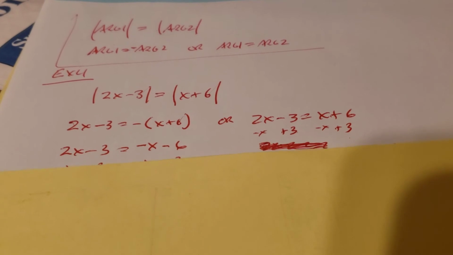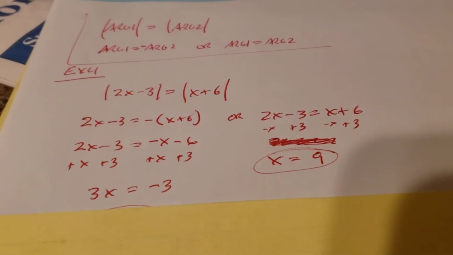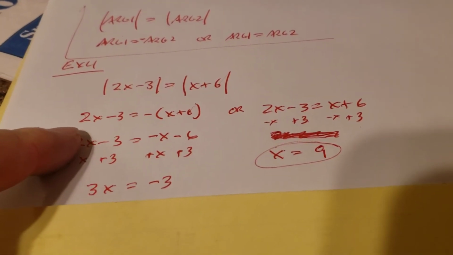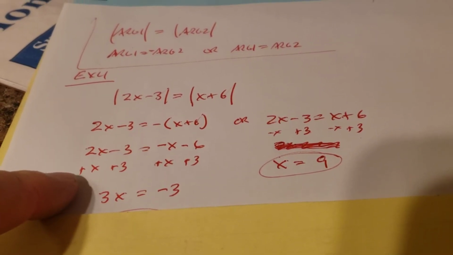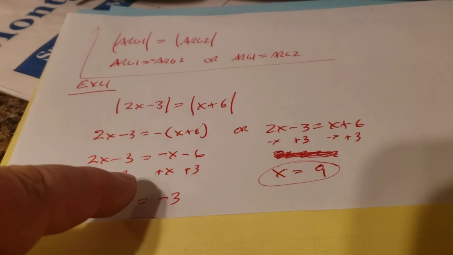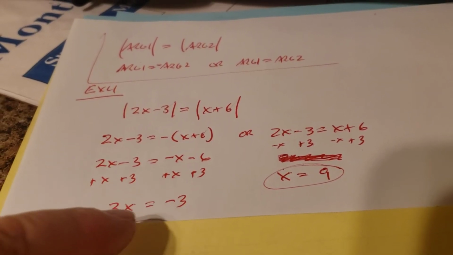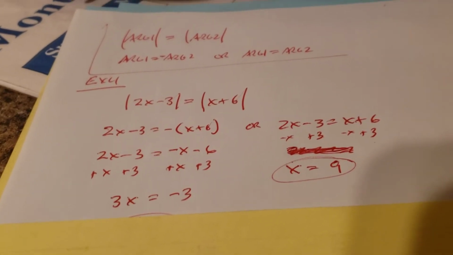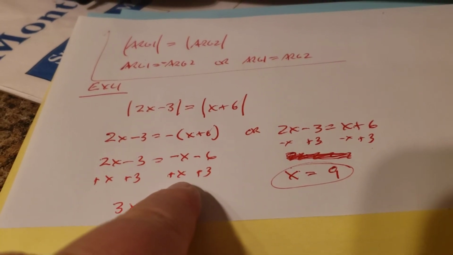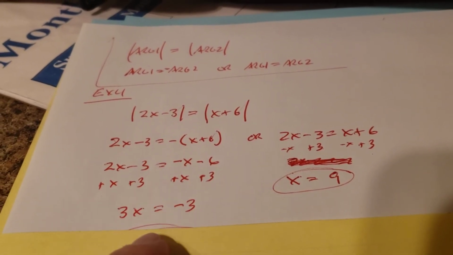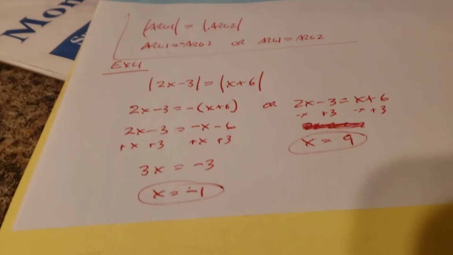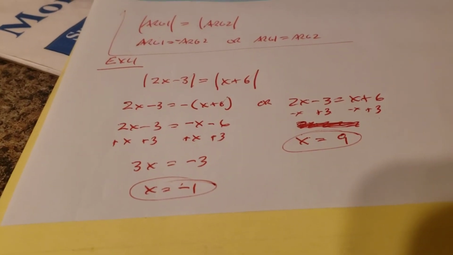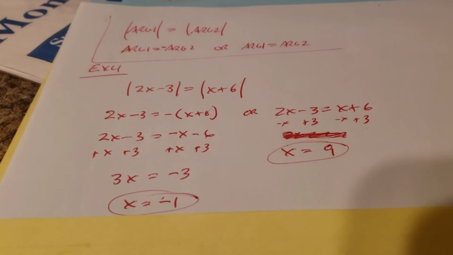I solved these two separately. So look at the long one first. I had to distribute the minus sign. I wanted to cancel the x on this side and the 3 on this side, and that gave me 3x equals -3, and eventually I got x equals -1 from that part of the solution.